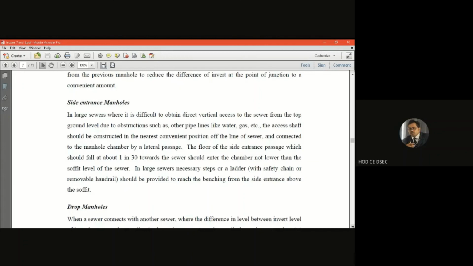For civil construction purposes, the laying process has to be checked. In larger sewers, necessary steps of a ladder with a safety chain or removable handrail should be provided to reach the benching from the side entrance above the soffit. So this is the thing.